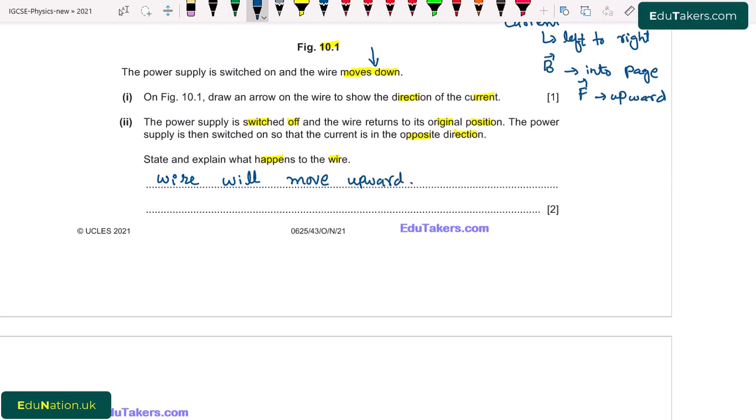So you also have to describe its reason. The reversing direction of current reverses the direction of force.